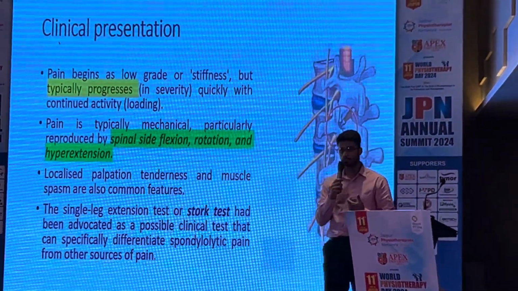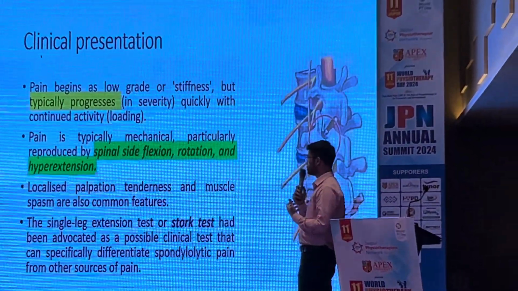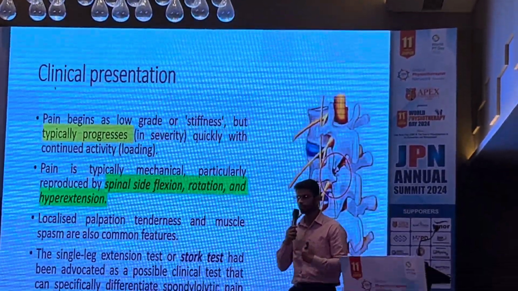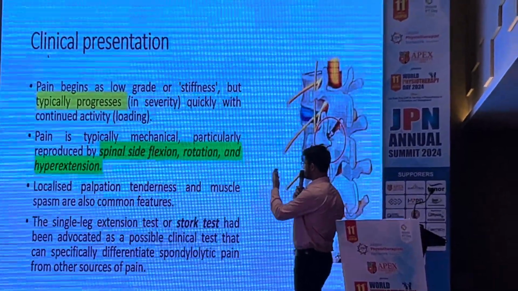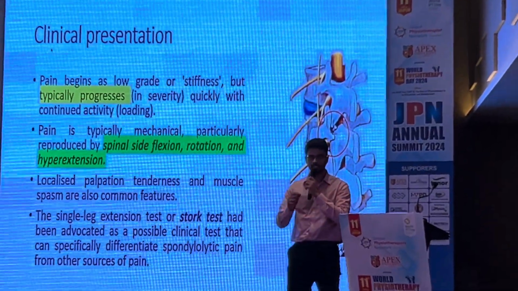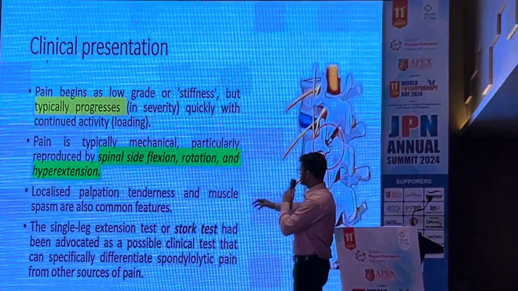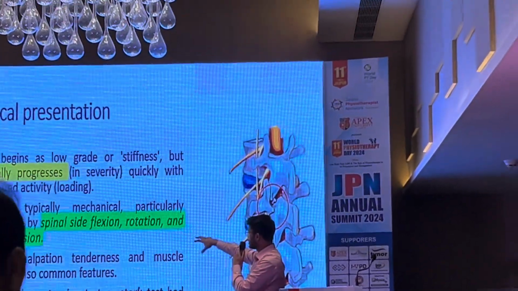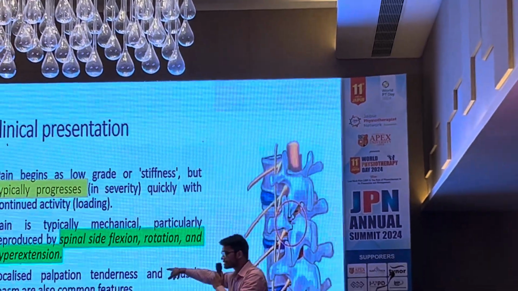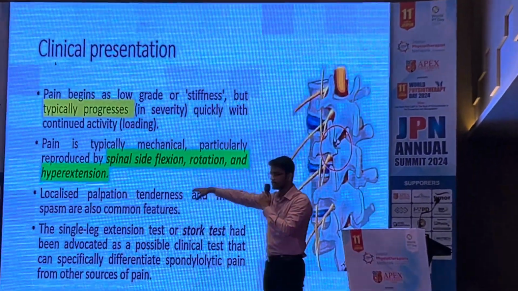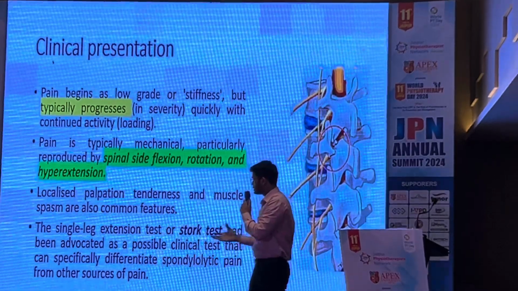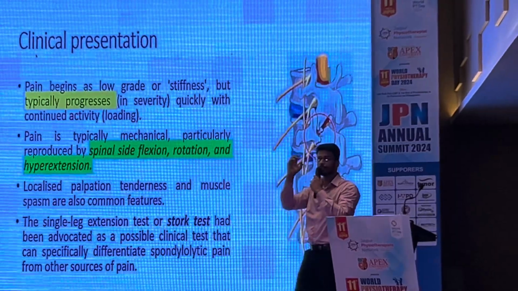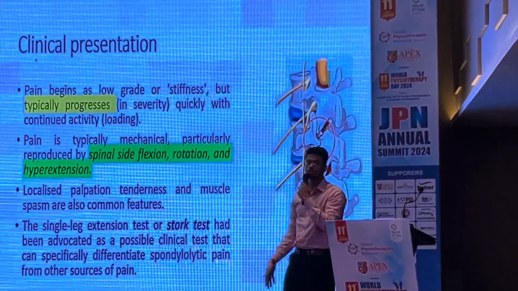Now, how will the patient come to us? The clinical presentation will be that he will say, my pain is of low grade, but when I increase the intensity of my workout, my pain increases on loading, and specifically the axial loading of the spine. Then the pain is mechanical in nature, that is dull aching, and particularly it is increased by spinal side flexion, rotation and hyperextension. Often you will see localized tenderness on palpating that particular stress fracture segment of the spine, and muscle spasms are also seen.